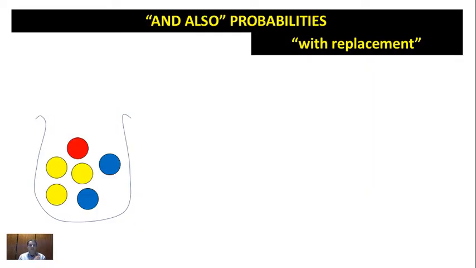Okay, now thinking about and also probabilities, this might be the situation where you take a ball out of a bag and then take another ball out of a bag. And there's two ways you can do that. You can take a ball out, replace it, and take another one out, or you can take it out without replacement. So we're starting with replacement.